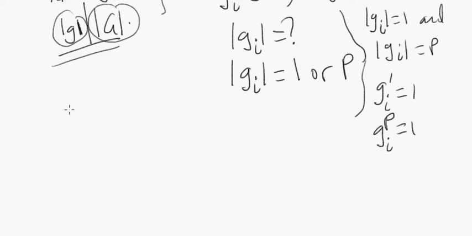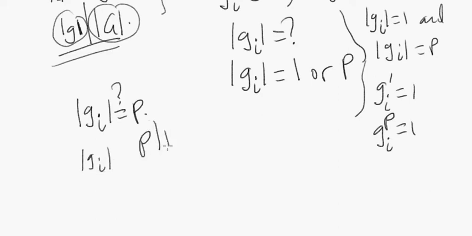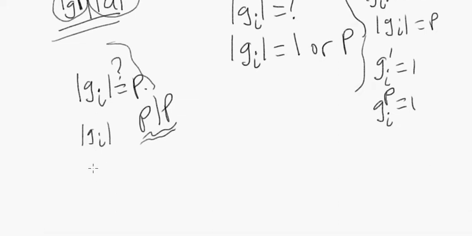So, can the order of g sub i equal P? Is that possible? The order of g sub i must divide P, and P does divide P, so could it be possible? Is there any reason why we can exclude the order of g sub i from being P? Could you think of such a reason?